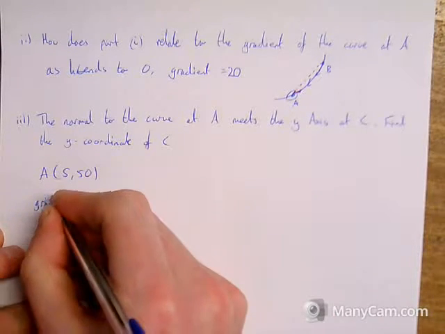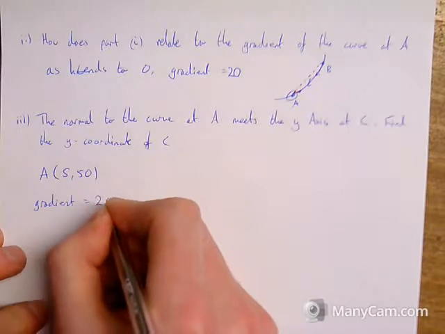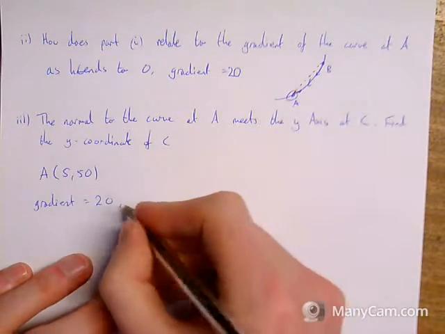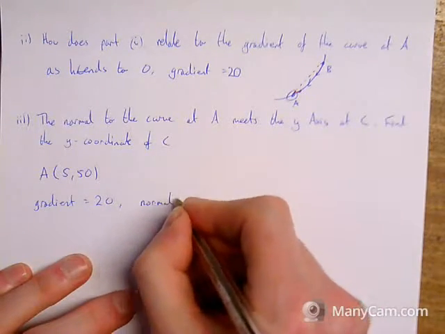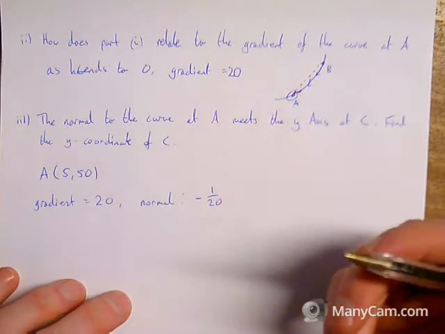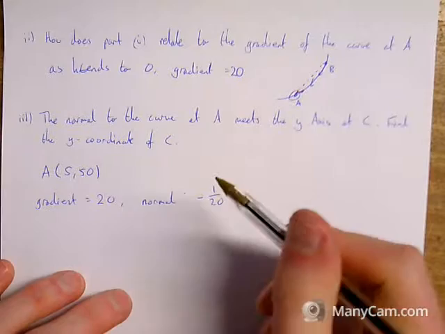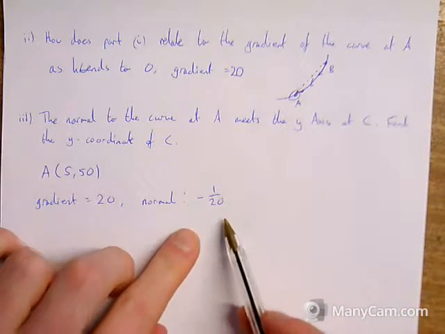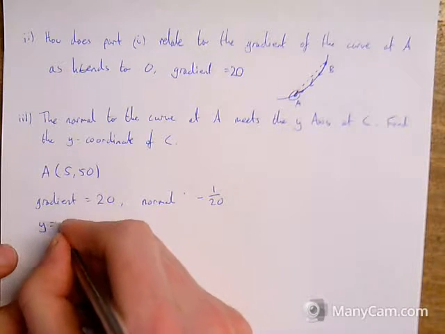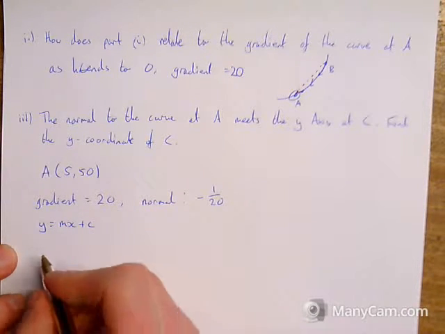So we know that the gradient equals 20. We're asked about the normal to the curve, so we want the normal gradient. So that's going to be minus 1 over 20. And now I've got everything that I need to find the equation of that straight line. I've got my gradient, and I've got an x and a y value, so I need to substitute that into y equals mx plus c.